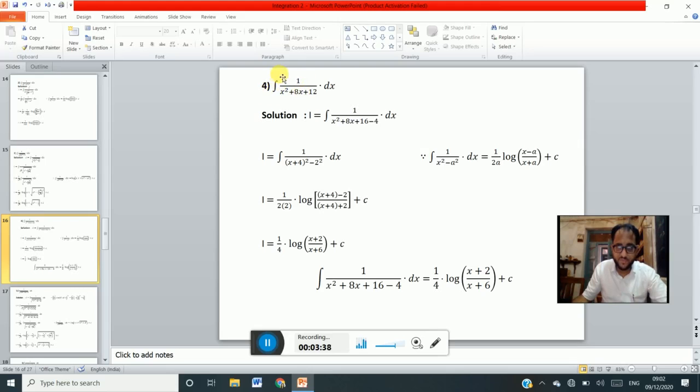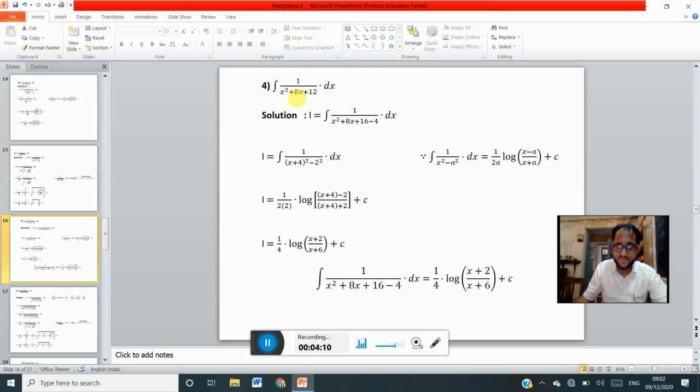See here, integration of 1 upon x square plus 8x plus 12, right? So first of all, we have to make the coefficient of x square as 1. Here actually the coefficient of x square is already 1, right? So 1 upon x square plus 8x. Now what do we do here? Here we have to perform the second step.